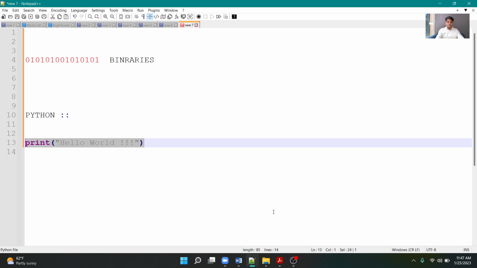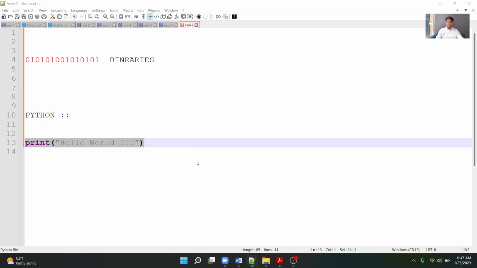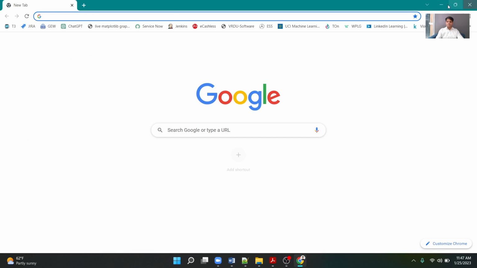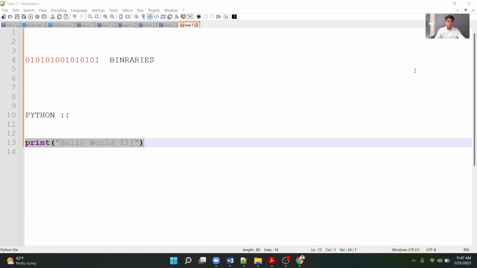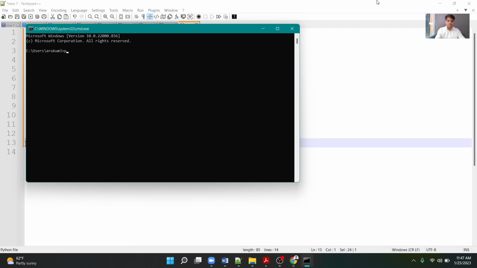For example, if I show you how it works, I can open command prompt here and get into the Python environment. I can say print hello world. And the moment I hit enter, see, it's printing hello world.